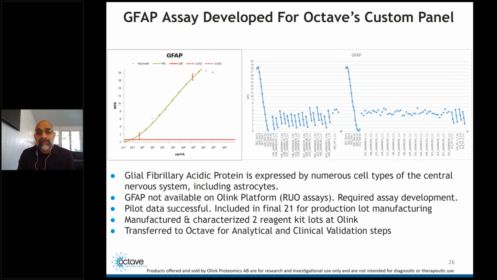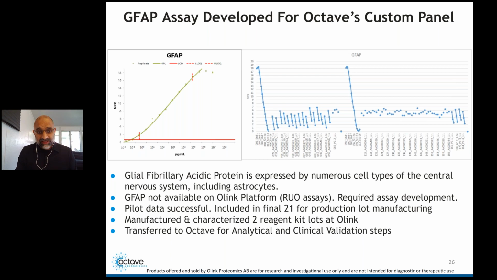Another important step in the assay development process was the development of a novel assay. So GFAP is a protein that is expressed by numerous cell types in the CNS, including astrocytes. In our studies and in the literature, it's shown relevance to MS disease endpoints. And this was an assay that was not available previously on the Olink platform in the RUO assays. So this required an assay development project.